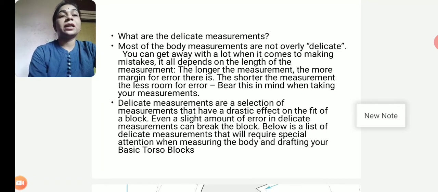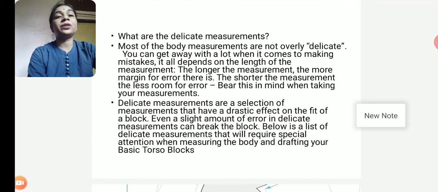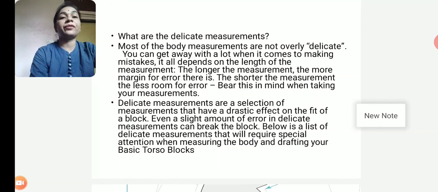Delicate measurements are a selection of measurements that have a drastic effect on the fit of a block. Even a slight amount of error in delicate measurements can break the block. Below is a list of delicate measurements that will require special attention when measuring the body and drafting your basic torso block for proper fitting.